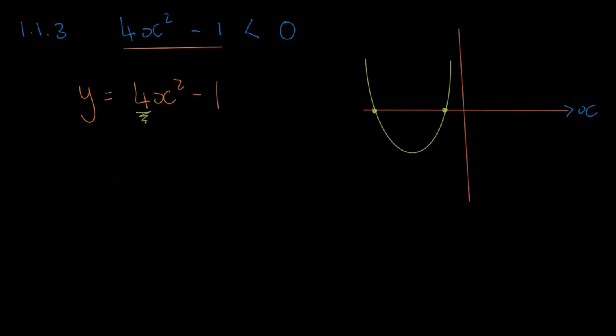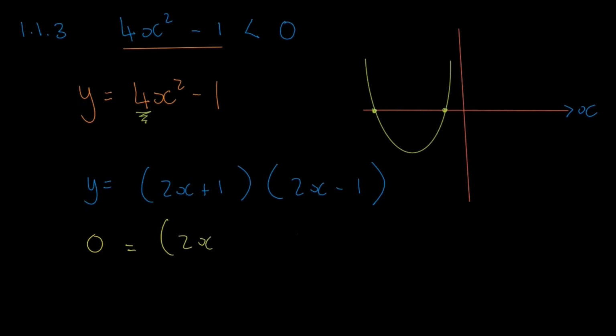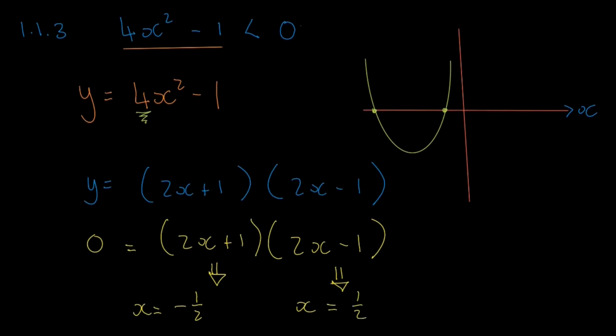And we are going to get y is equal to 2x plus 1, 2x minus 1. And over here, we need to find out where it intersects at y equals 0. So y is going to be equal to 0, and we can say that 0 is equal to 2x plus 1 times 2x minus 1. And we will then find that in order for this term to be 0, x needs to be negative 1 over 2, and over here, x needs to equal 1 over 2. And now we know what our intercepts are.